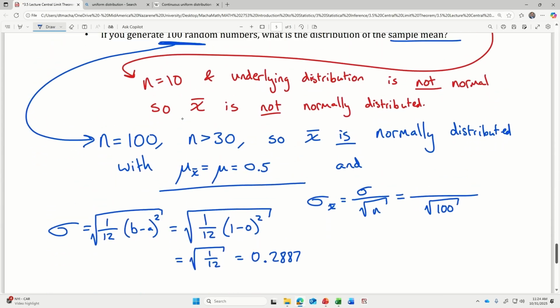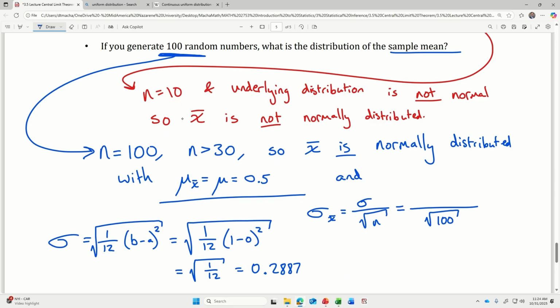Okay. So now I've got 0.2887 as the standard deviation for my underlying distribution. Now when I want the distribution for my sample mean with 100 random numbers that I'm averaging together, this is going to be 0.02887.